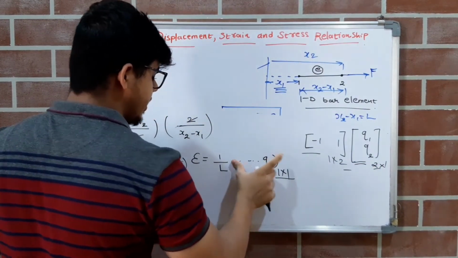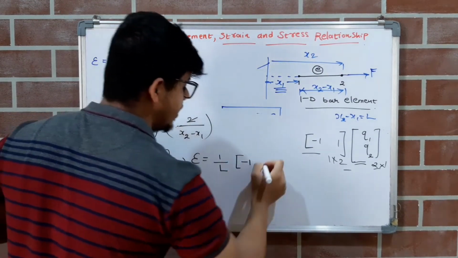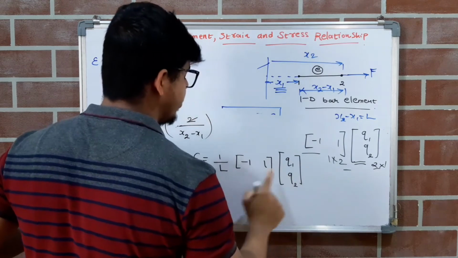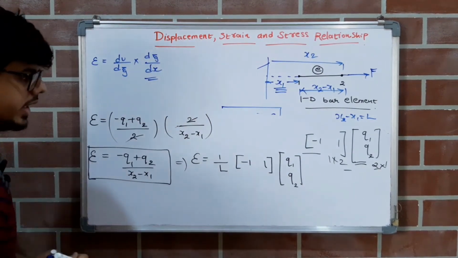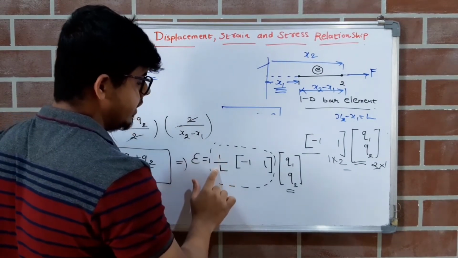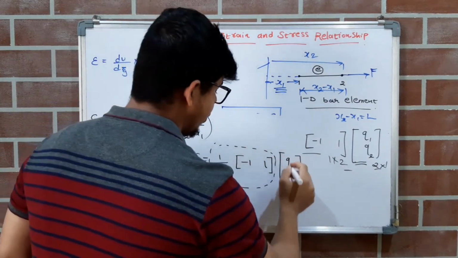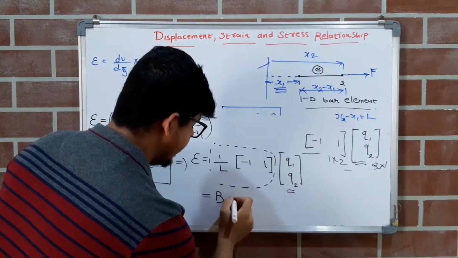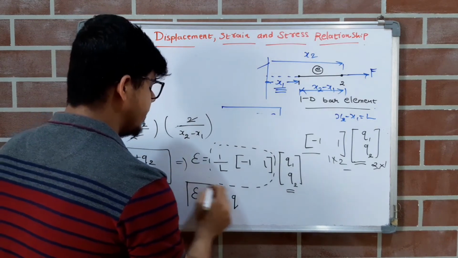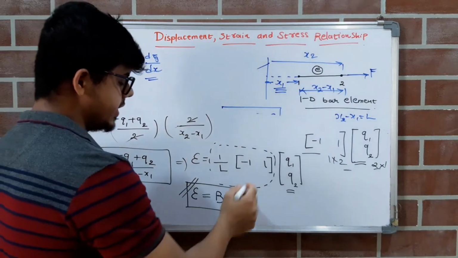So in this place, what will we write? We can write the matrix first as a row, minus 1 1, and here you can write q1 q2. When you multiply both matrices, you will get this only, right? Now we can represent this term as B, and this term, q1 and q2, we can represent with only q. So this epsilon is B into q. You will find this formula in your textbook, B into q. B represents this term and q represents this term.